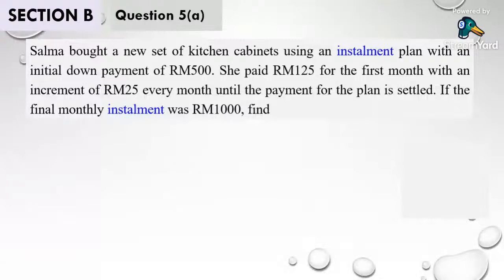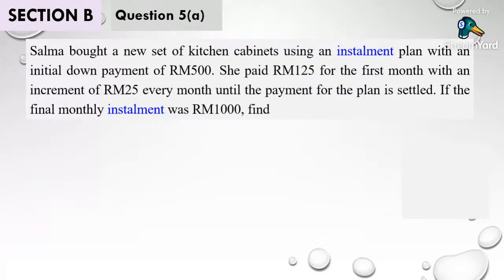Okay, Salma bought a new set of kitchen cabinets using an installment. Some corrections here: the installment is not spelled with a double L, just one L. Double L is like when you install something. It's not installing something, it's making payments. So it should be one L only. Using an installment plan with an initial down payment of 500, she paid 125 for the first month with an increment of 25 ringgit every month until the payment for the plan is settled. If the final payment was 1,000, find the following.